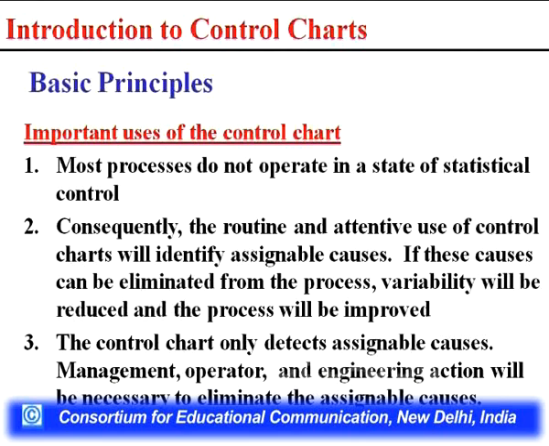Important uses of the control chart. Most processes do not operate in a state of statistical control. Consequently, the routine and attentive use of control charts will identify assignable causes. If these causes can be eliminated from the process, variability will be reduced and the process will be improved. The control chart only detects assignable causes. Management, operator and engineering action will be necessary to eliminate the assignable causes.